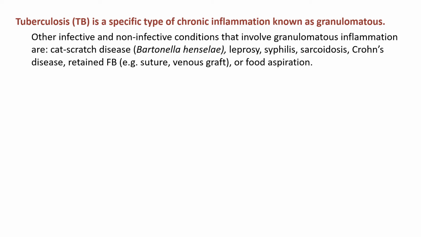So, for example, someone has a piece of retained suture or any foreign body, it will form a granuloma around it. Another example is food aspiration. These all tend to develop this sort of granulomatous morphology, if you like, where we have these granulomas.